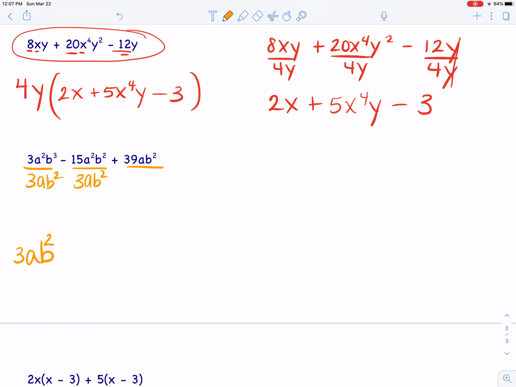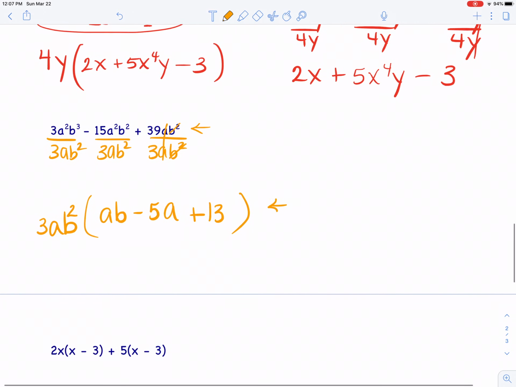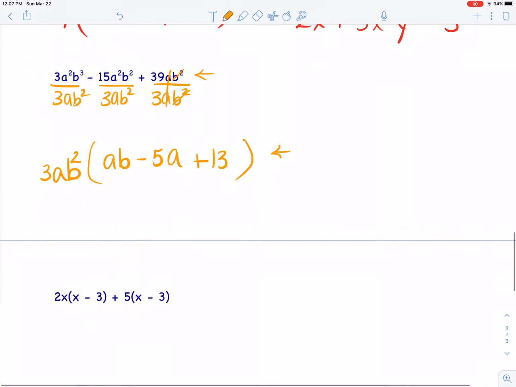And use divide, keep, subtract to get the 3 terms that are going to be in the second factor. ab minus 5a plus 13, and that's it. The a divided by a will go, and b squared divided by b squared will go. And again, if you put the original trinomial in the calculator and the final answer in the calculator, you'll see that they're equivalent.